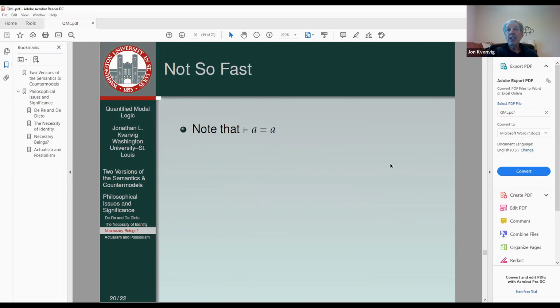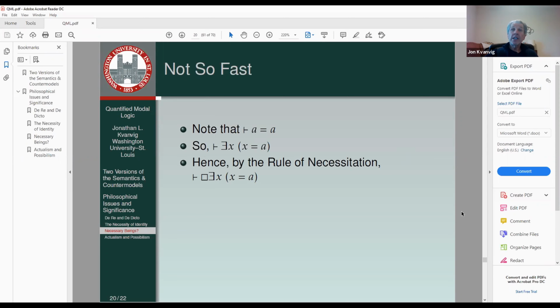Yes, it is pretty cool, except look at this. Something weird happens even if you endorse variable domain semantics. And that's because A equals A is always a theorem. It doesn't matter what A is. Well, then so is the existentially quantified version of that. There exists an X such that X is identical to A. And if that's a theorem, we can put a box on it.